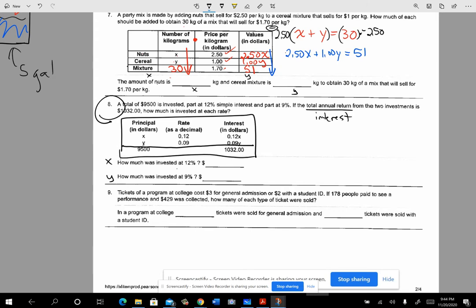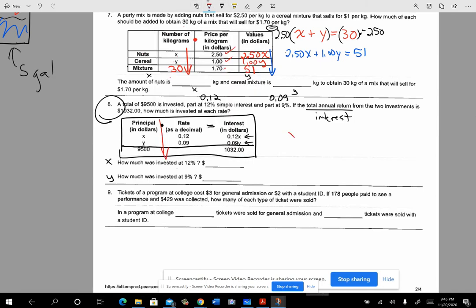Okay, then the interest rate we're going to write as a decimal. So 12% is 0.12, 9% is 0.09. Take 9 and divide by 100. Okay? All right, now just like before, we're going to multiply the principal, the amount you invested, by the interest rate, and that'll tell you how much interest you earned. So that's where they got the 0.12x and the 0.09y.